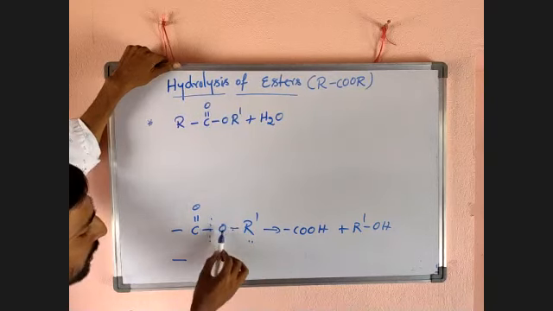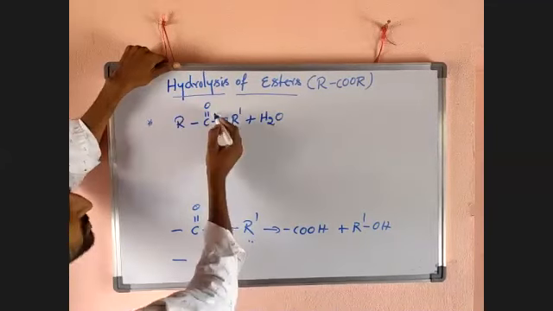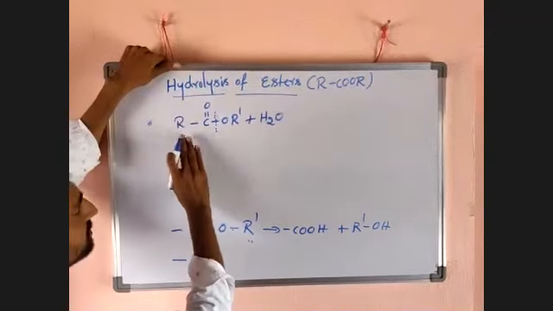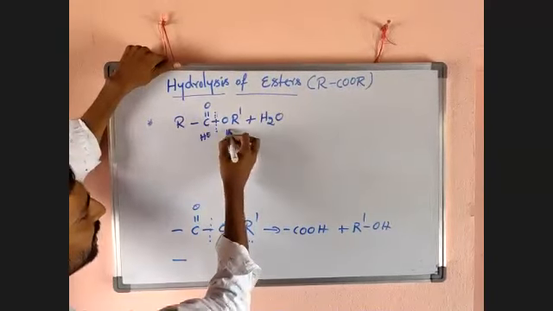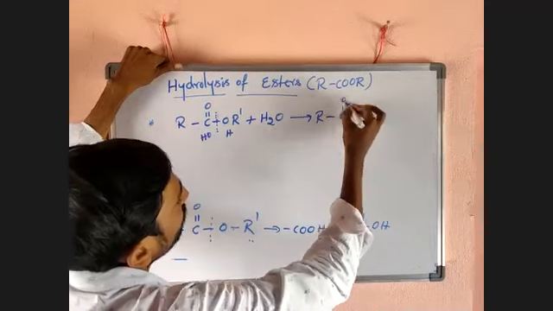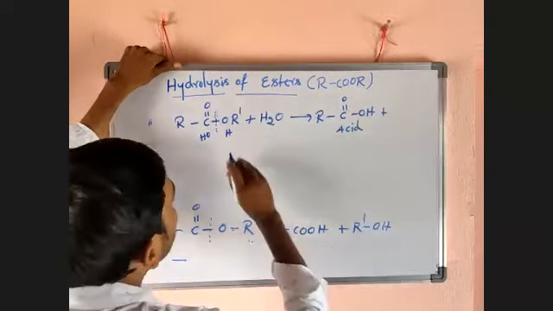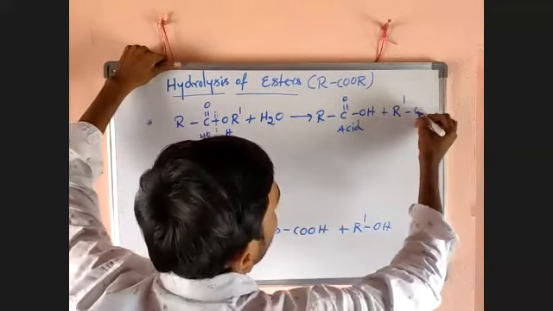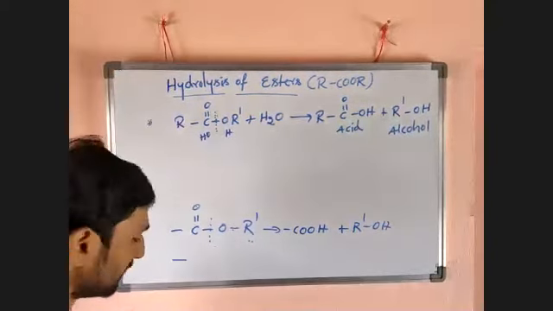So the CO and O bond is involved in the reaction. How to add OH and H: OH this side, H this side. Now what we get is R COOH on one side, carboxylic acid, and R dash OH on the other side, which is an alcohol. This is the general notation.